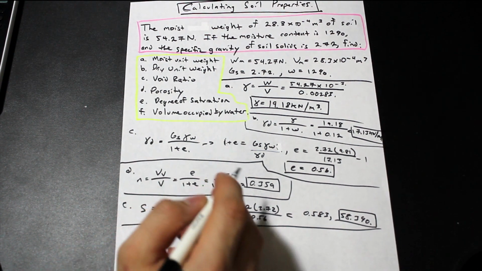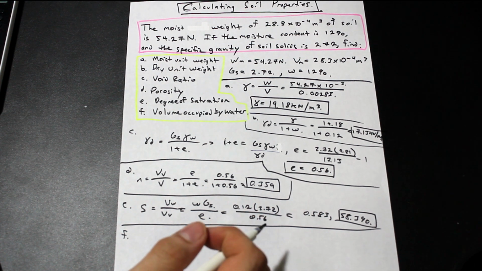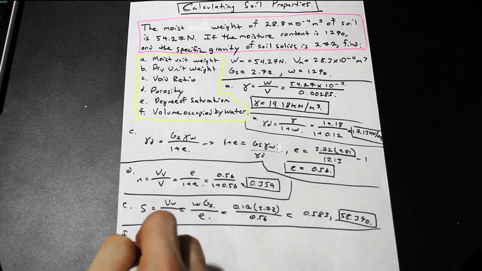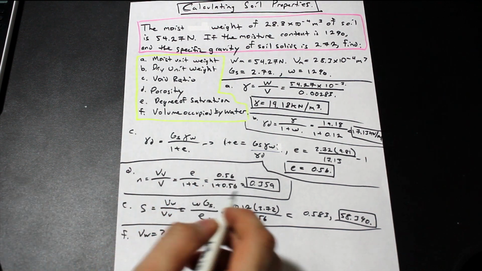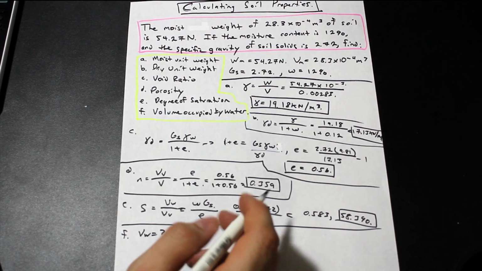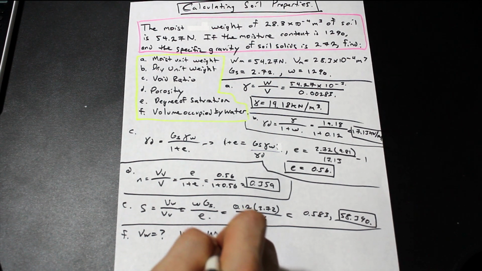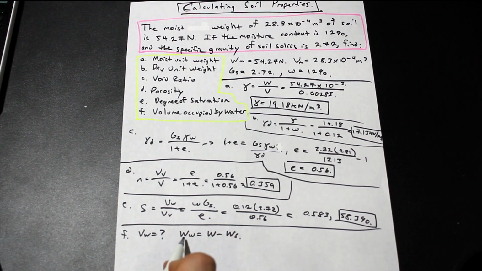Finally, we're going to solve for the volume that's occupied by water. If we want to find that, we're going to want to know what the volume of water is. So how do we do that? Well, we know that the weight of water is the total weight minus the weight of solids, because we don't include the weight of air. The total weight is equal to weight of water plus weight of solids. So if we rearrange and solve for weight of water, this is what we're going to get.